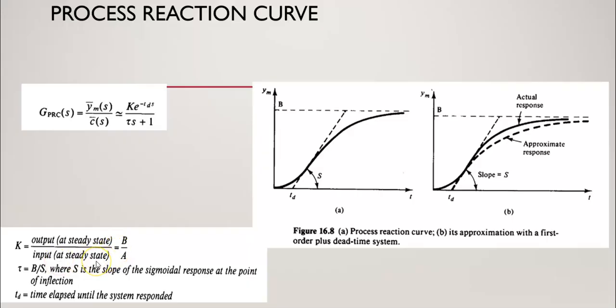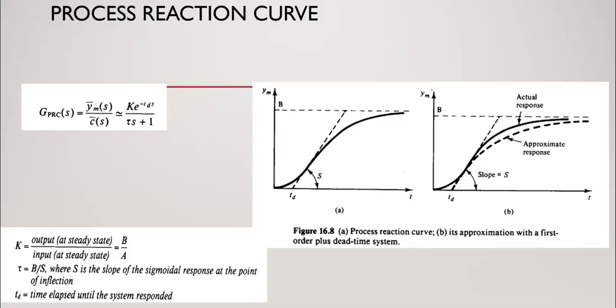Coming to tau, tau is the time constant. Time constant we can calculate by using the equation B by S. B we already discussed, that is the maximum value of the response, and S is the slope of the sigmoidal response at the point of inflection. From the graph, we will be getting the slope also, so we can calculate B by S. The last one is TD, the time delay, or the time elapsed until the system responded. By using this, we can calculate these three parameters.